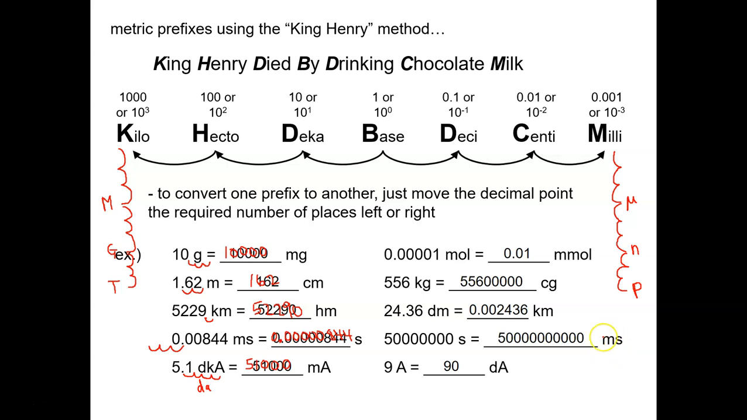This is seconds to milliseconds, so that's base to milli. And the last one is just amps to deciamps. So it's just base to deci, so they just had to move it one place. All right? So that's basically it.